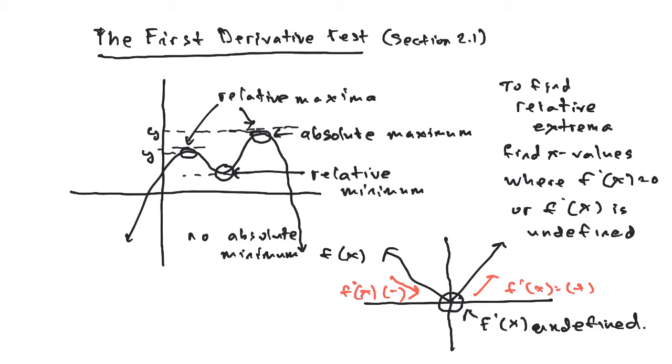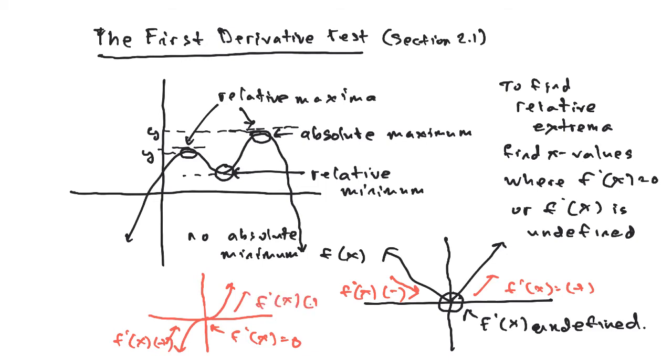We could also have cases where f prime of x is equal to 0, like something like this. So we could have a graph that looks like this. And at this particular place, f prime of x equals 0 because the graph has become horizontal. But here what we have is to the left of this point, the graph is going up, so f prime of x is positive. And over here the graph is also going up, so f prime of x is positive.